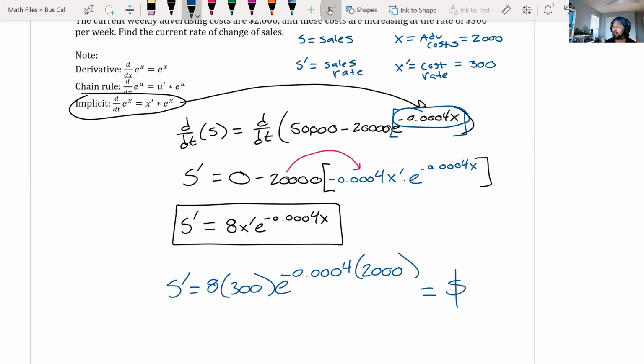And I'm going to type it in just like I see it on Desmos. And if you're using a calculator, you can type it in just like you see it as well. So back to Desmos.